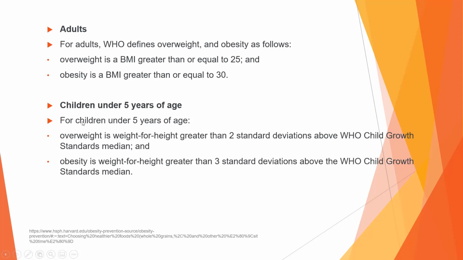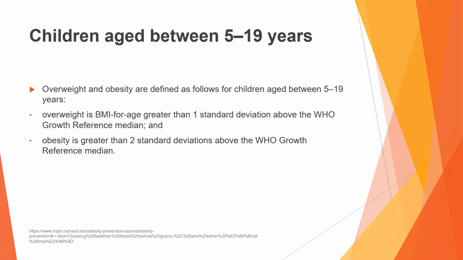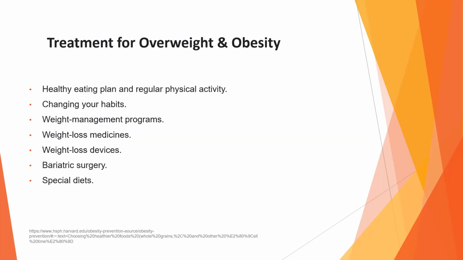For children under 5 years of age, we use overweight as weight for height greater than 2 standard deviations and obesity as weight for height greater than 3 standard deviations on the growth charts. And for children between 5 to 19 years of age, BMI greater than 1 standard deviation above the WHO reference median is overweight and greater than 2 standard deviations above the reference median is obesity.